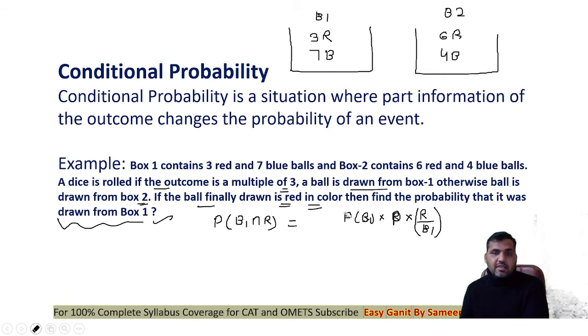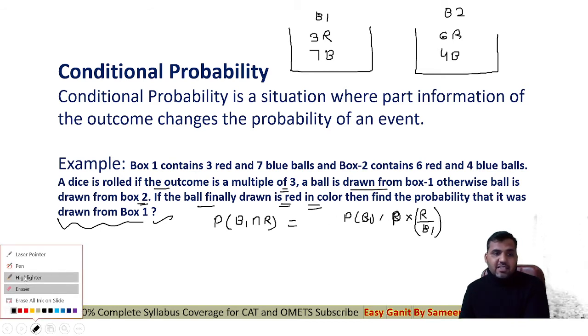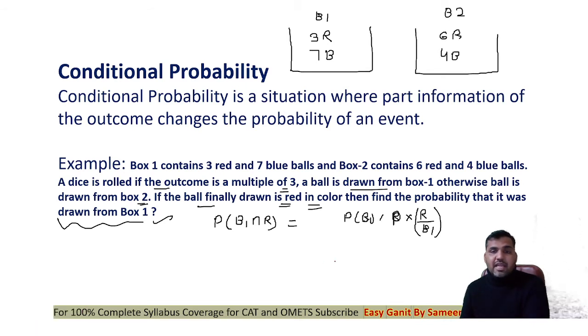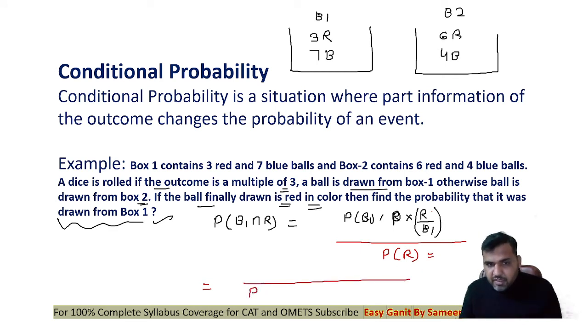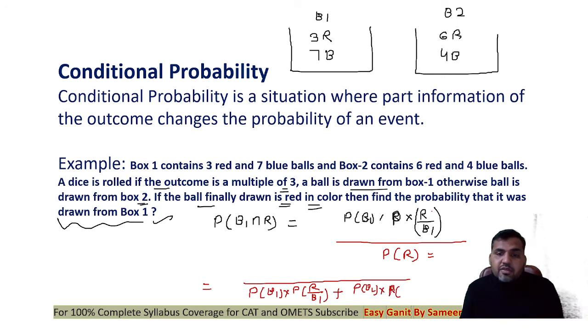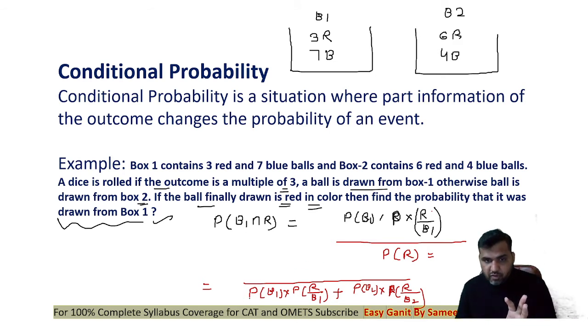And the probability of selecting box 1 multiplied by the probability of selecting the red ball provided that box 1 has already been selected, divided by the probability of selecting the red ball. So in conditional probability, you will always put the total probability in the denominator. Now, what is the total probability? It's the probability of selecting box 1 multiplied by, exactly as we discussed in the previous question, the probability of taking a red ball from box 1, or the probability of selecting box 2 multiplied by the probability of taking a red ball provided that box 2 has already been selected. Now, out of these two events, we are supposed to put one event in the numerator.